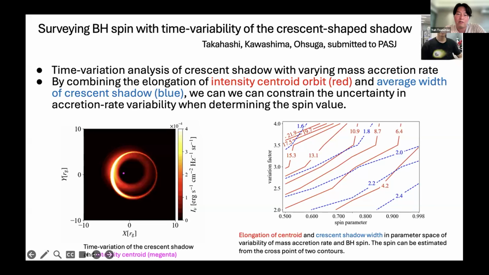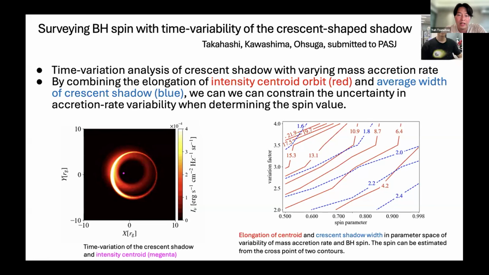In this study, the authors combined two observables: the elongation of the intensity centroid orbit, shown by the magenta dot in the movie, and the average width of the crescent shadow. In the diagram on the right, by crossing these two constraints, represented by the red and blue contours, we can reduce the uncertainties due to mass accretion rate variability and obtain a more reliable estimate of the spin.